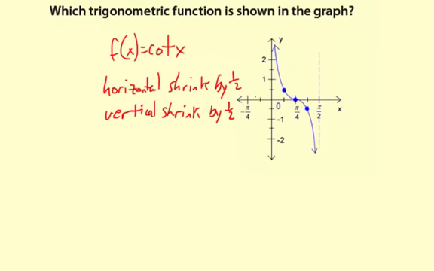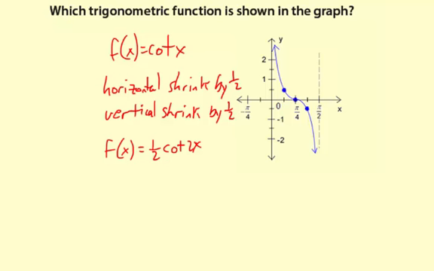So how do you apply those transformations to the parent function? Well, you're going to have f of x equals, now the vertical shrink by 1/2 means you're multiplying the cotangent x by 1/2. Now the horizontal shrink by 1/2 means you're multiplying the input x by 2. So there's your function, f of x equals 1/2 cotangent of 2x.